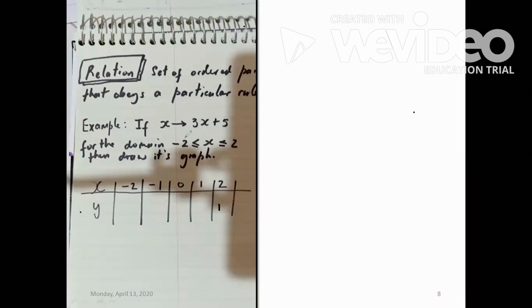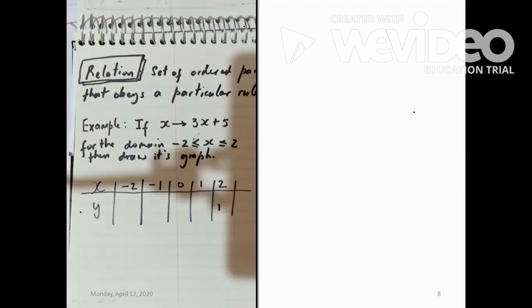So let's look at this example here. This arrow means that x is mapped to, or related to, 3x plus 5. We can look at 3x plus 5 as a rule. Now for the domain, do you remember what domain means? Yes, it's a set of x values. And this here is an interval starting at -2 and ending at +2. Now we're asked to draw its graph. So we set up a table of x values, starting at -2 and ending at +2, with all the integers between those two numbers.